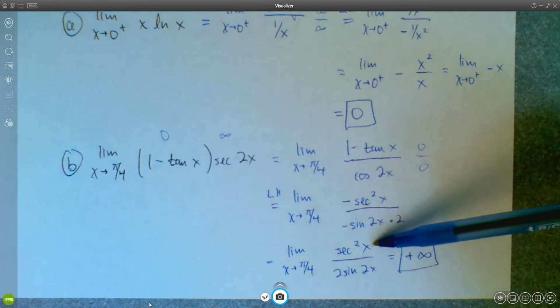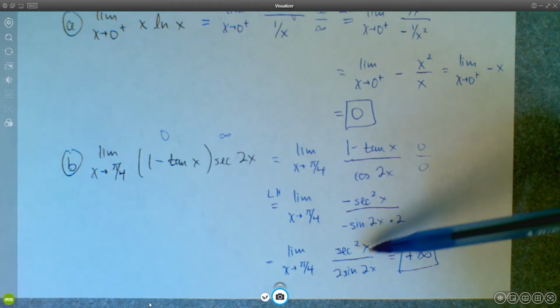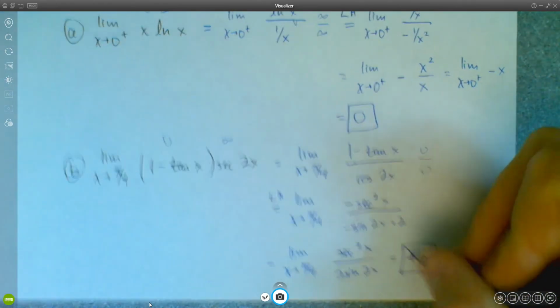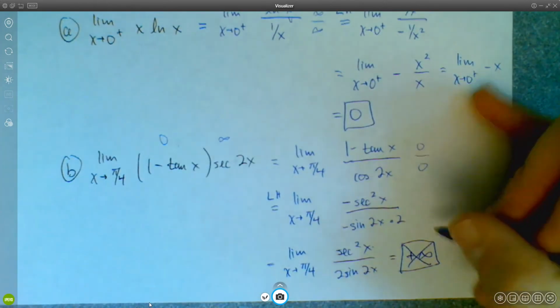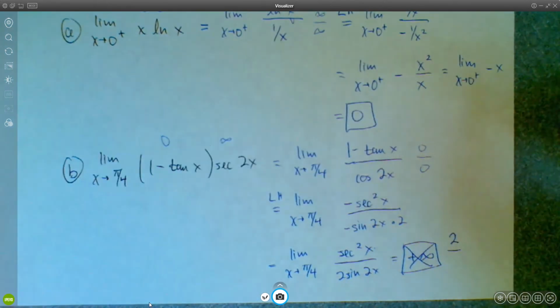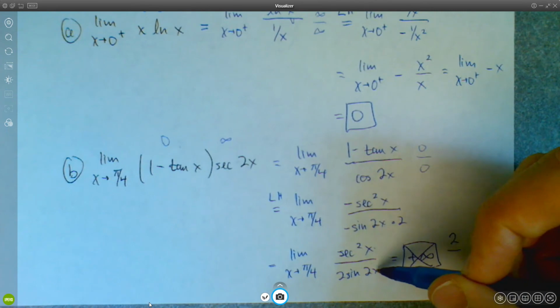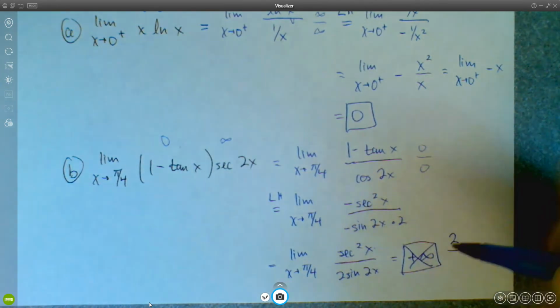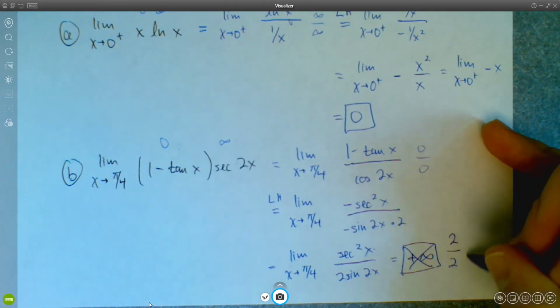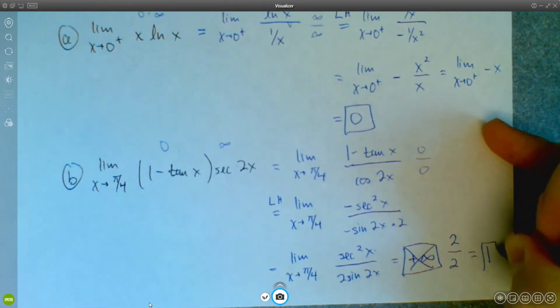Secant of pi over 4 is square root of 2, okay? And square root of 2 squared is 2. So my apologies, this should be 2 in the numerator. And in the denominator, I think we said it was 2, right? 2 times pi over 4 is pi over 2. Sine of pi over 2 is 1. 2 times 1 is 2. So I apologize. This is 2 over 2, which is 1.